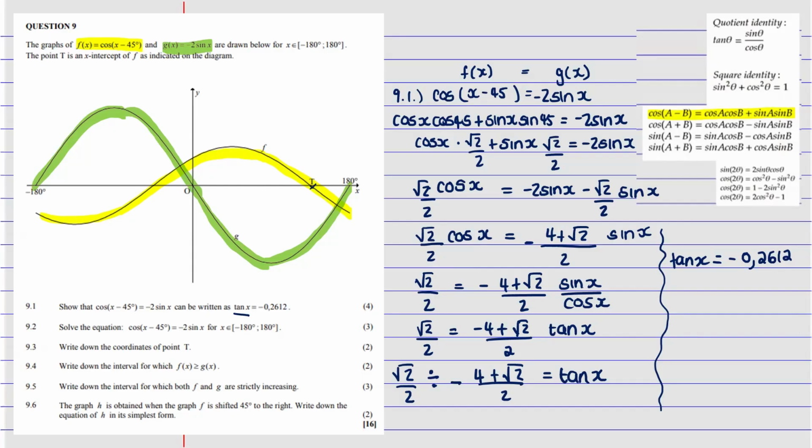Yes? Can you please repeat how we got -4 plus root 2 over 2? Yeah, this one. Okay, let me show you on the calculator. Should I show you guys on the calculator? Yes, ma'am. Okay, cool. So let me do this. Okay, sure.